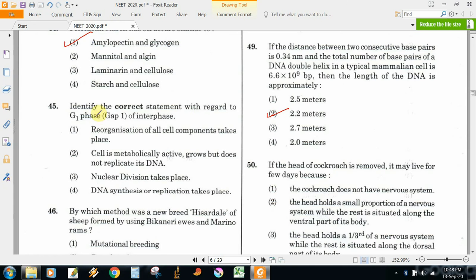Now moving on, identify the correct statement with regard to G1 phase, that is the gap 1 of the interphase. The first statement is reorganization of all cell components takes place. The second is the cell is metabolically active, grows but does not replicate its DNA. Exactly, right? There's no replication of DNA and the cell is metabolically active. The replication of DNA occurs in the S phase, right? So 45th question, the right option for this is the second option.